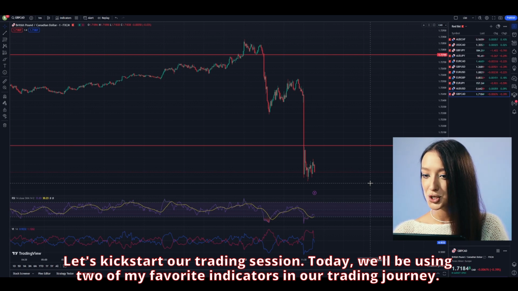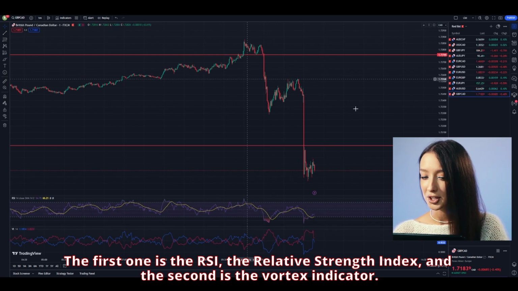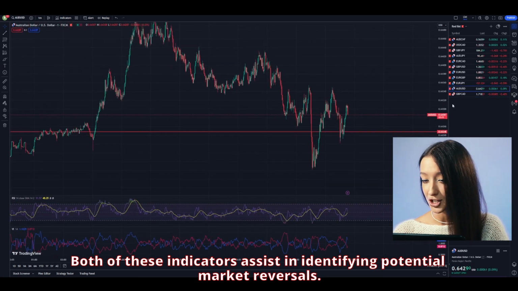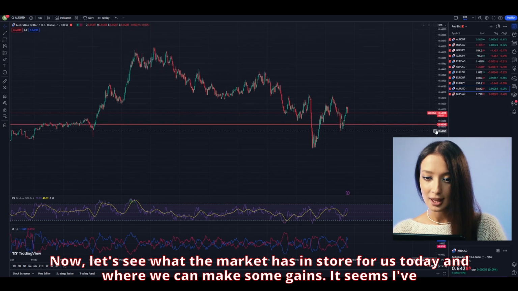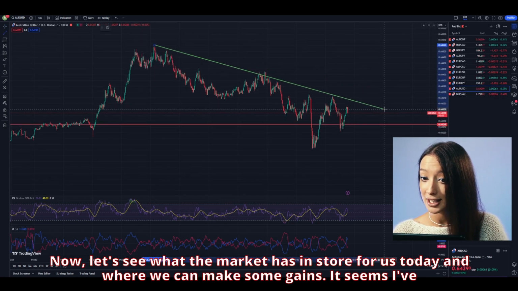Today we'll be using two of my favorite indicators in our trading journey. The first one is the RSI, the Relative Strength Index, and the second is the Vortex Indicator. Both of these indicators help identify potential market reversals. Now, let's see what the market has in store for us today and where we can make some gains.